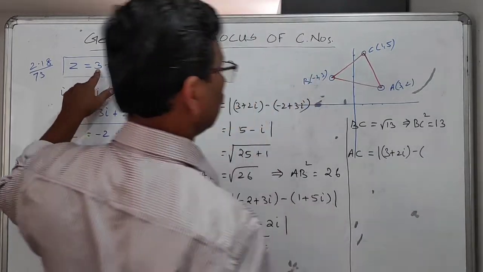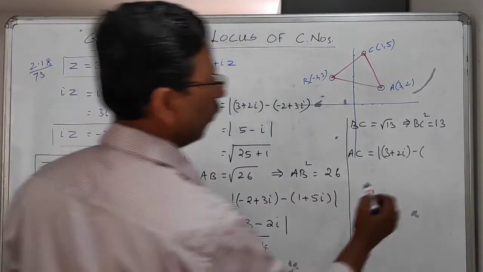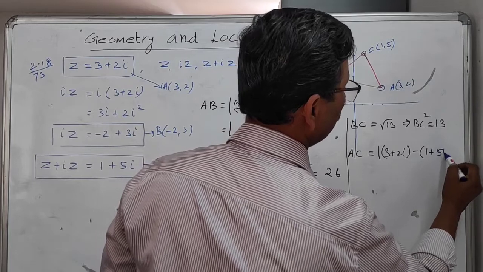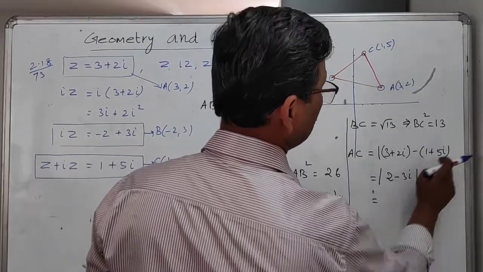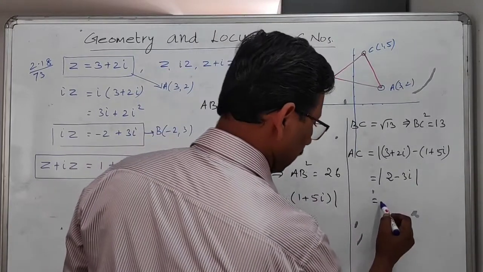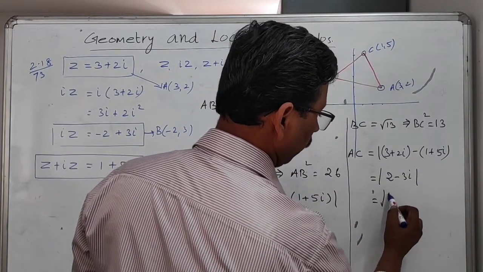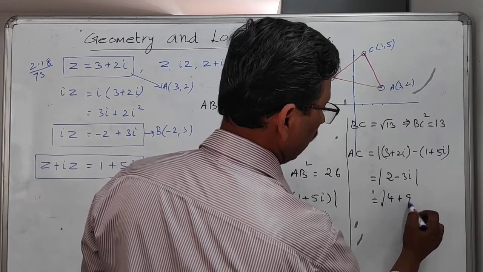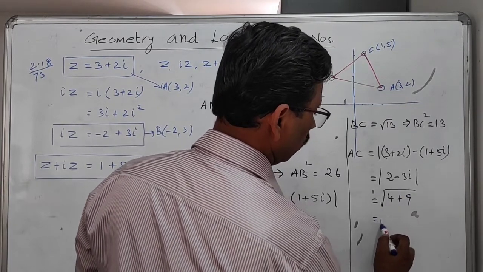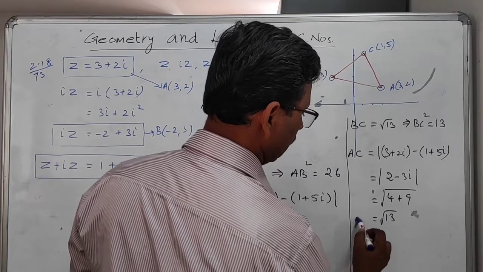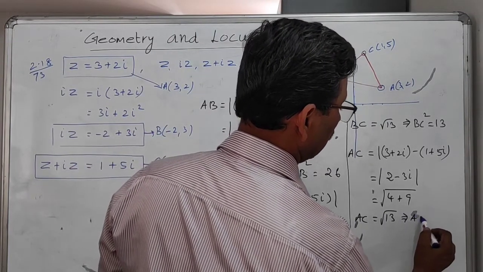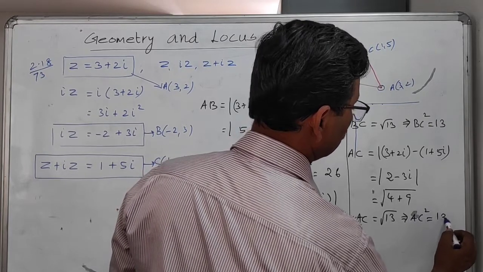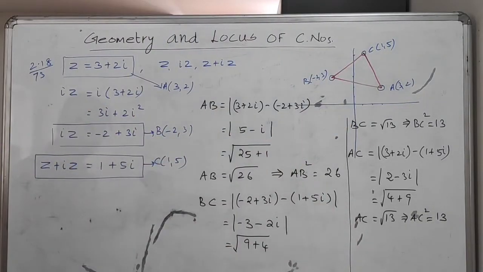Then minus c, that is 1 plus 5i minus (1 plus 5i)... Now the modulus of minus 5 equals minus 3a. This is equal to root of 2 square 4 plus 3 square 9, which is equal to root 13. That is AC equal to root 13. This implies AC square is equal to 13.